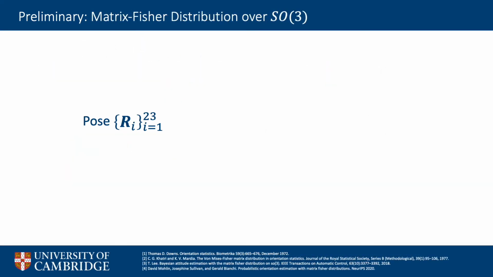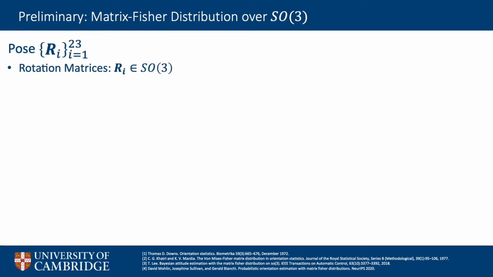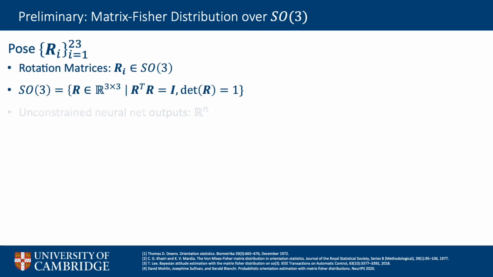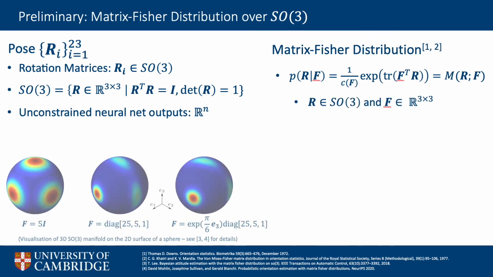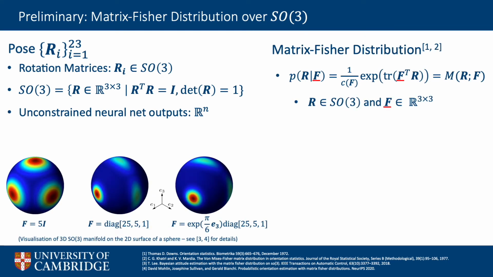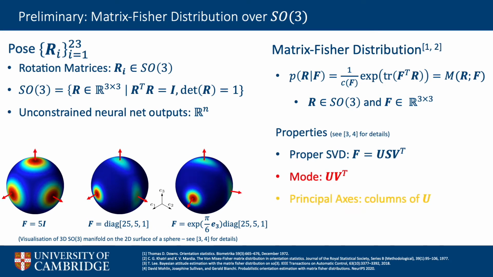We aim to predict distributions over 3D joint rotations, which lie in the nonlinear SO3 manifold that has a different structure to the space of unconstrained neural network outputs. A suitable distribution over SO3 is the matrix Fisher distribution, whose parameter F is an unconstrained 3x3 matrix and can be simply regressed by a neural network. The shape and properties of the distribution depend upon the SVD of F, from which the mode rotation, principal axes of rotation, and dispersion about the principal axes may be determined. The latter two model rotation uncertainty.